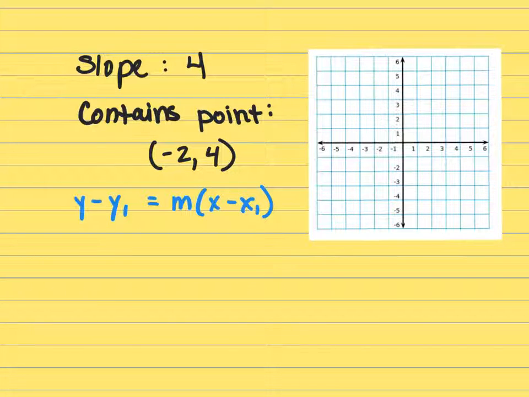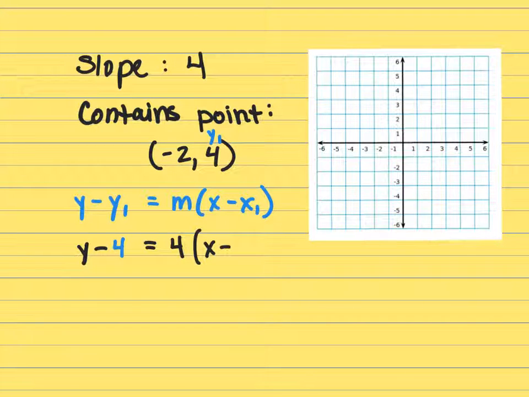Let's do another example together. So this time we've got slope equals 4, and it contains point -2, 4. So I'm going to start writing this across y minus, and then I'll look for y1 is going to be my y value in this point. So I'm using 4. And then I'll have my equals sign. M will be my slope, so I have 4 for that as well.